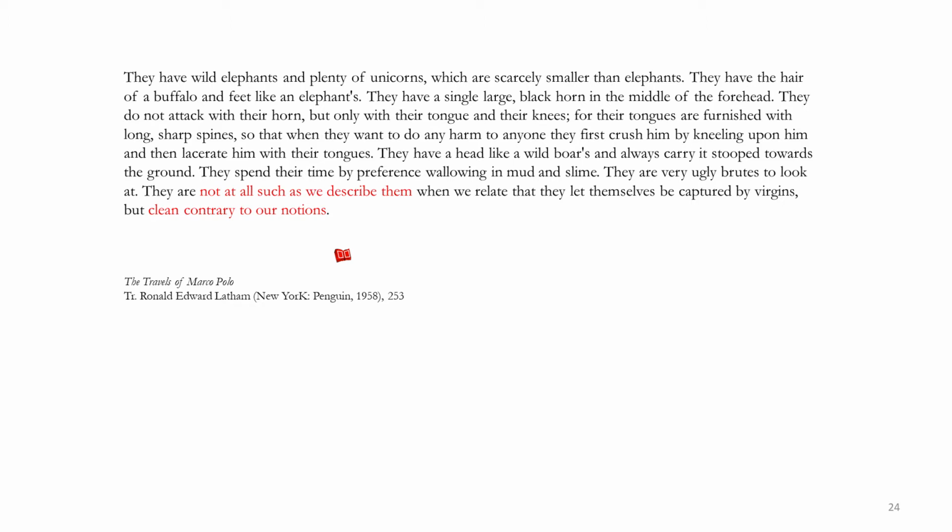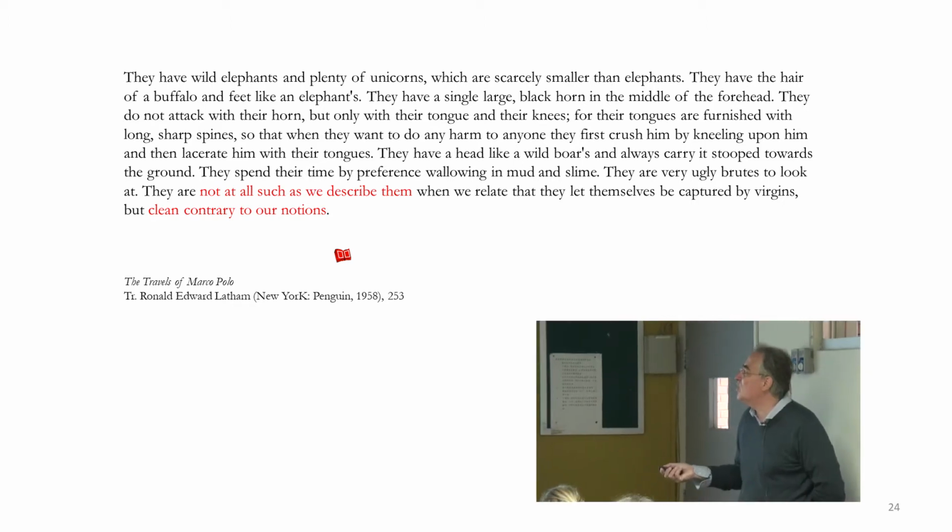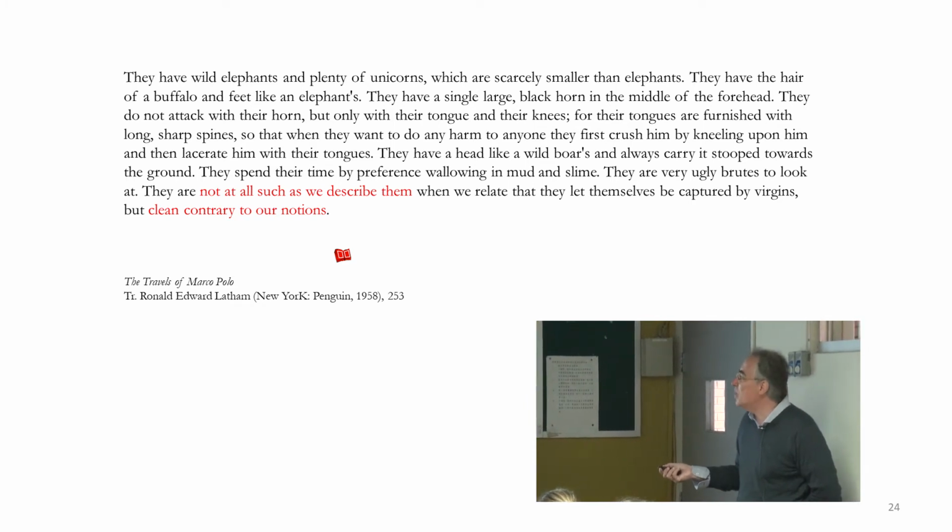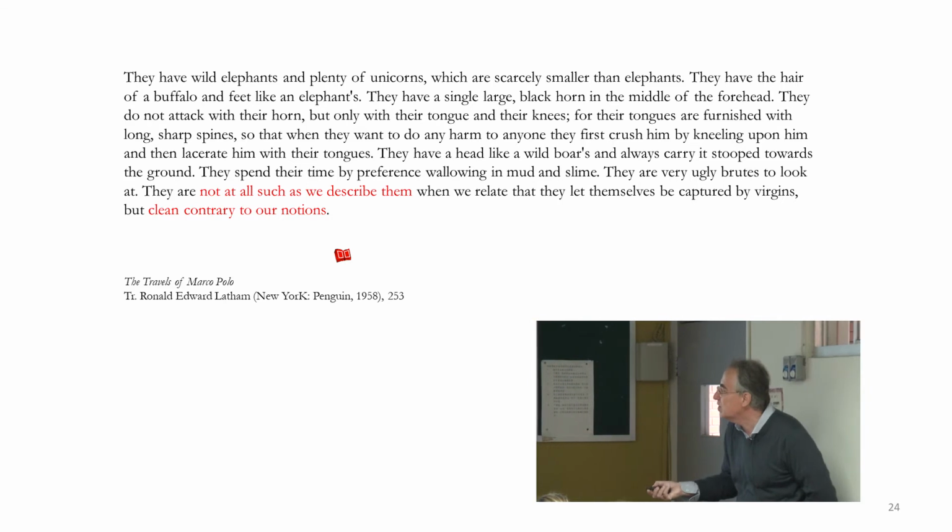There they have wild elephants and plenty of unicorns. They are scarcely smaller than elephants. They have the hair of a buffalo and feet like an elephant's. They have a single large black horn in the middle of the forehead. They do not attack with their horn, but only with their tongue and their knees, for their tongues are furnished with long, sharp spines, so that when they want to do any harm to anyone, they first crush him by kneeling upon him and then lacerate him with their tongues.